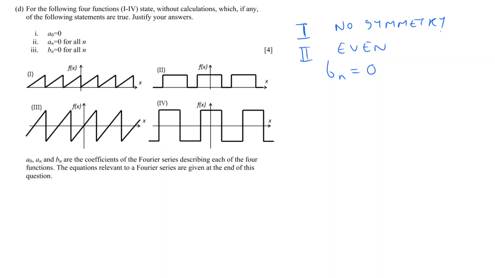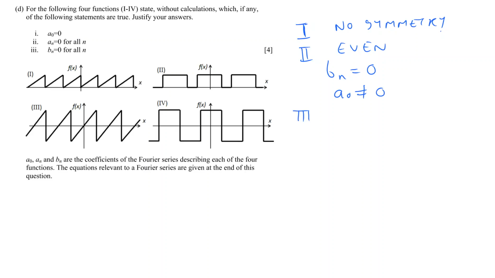If we look at the function further, we can see that the average of the function is non-zero. All the function lies above the x-axis. Because a0 is related to the average value of the function, we can conclude that for this function a0 itself is not going to be equal to 0. So this means of the three statements, only the third one is true for function number 2.